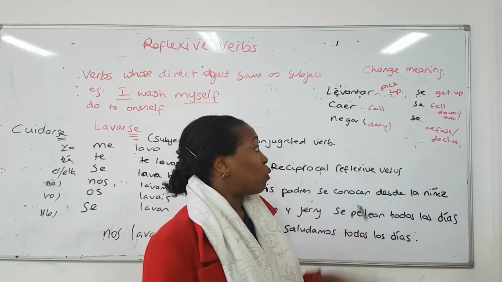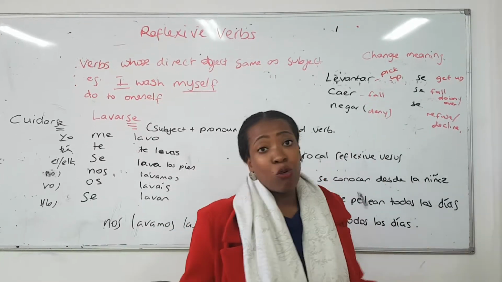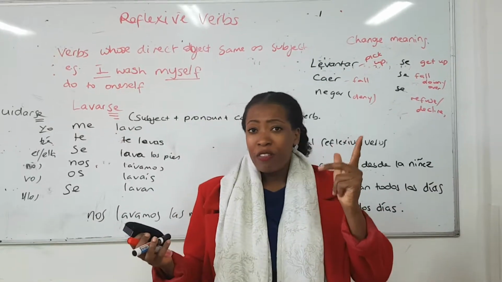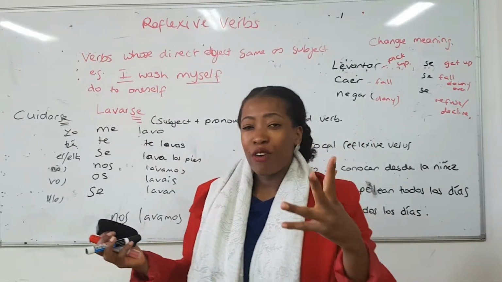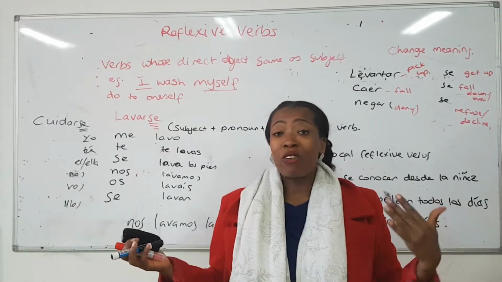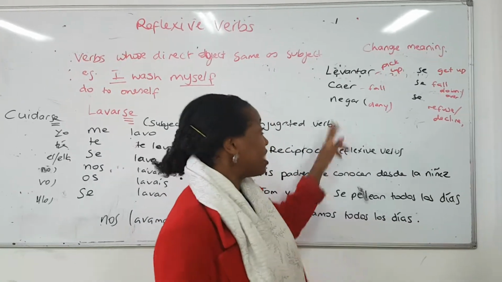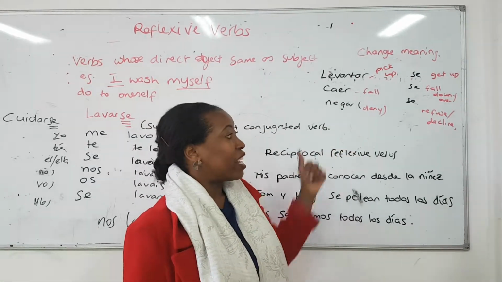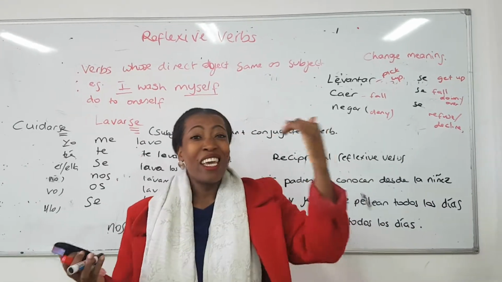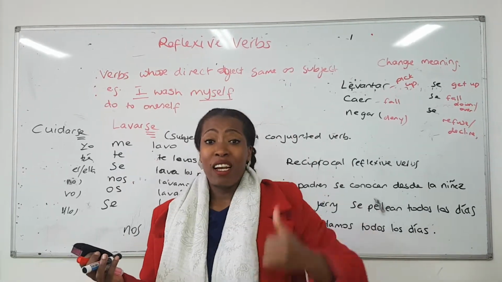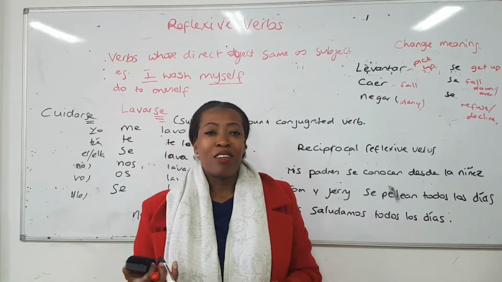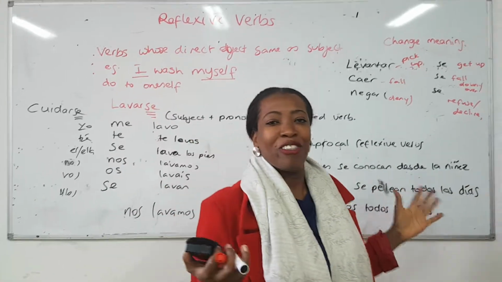Caer is to fall. Caerse is to fall down or to fall over. Or, I'm sure you've seen this, caerse bien, a very common expression: to get on well with someone. Caerse bien con alguien. And the last one, negar is to deny something. Negarse is to refuse. Me niego a aceptar los resultados. I refuse to accept the results. Me niego a ello.